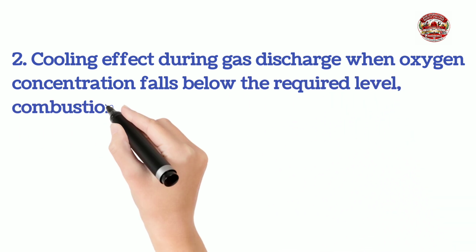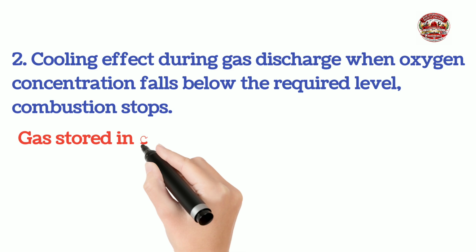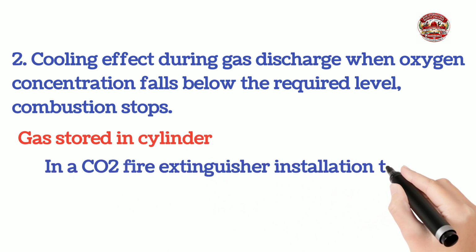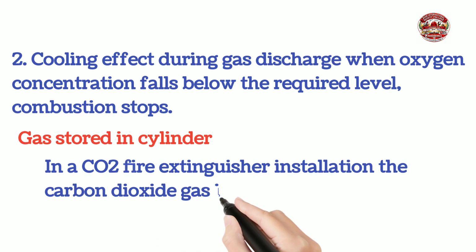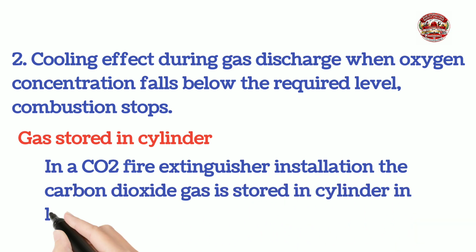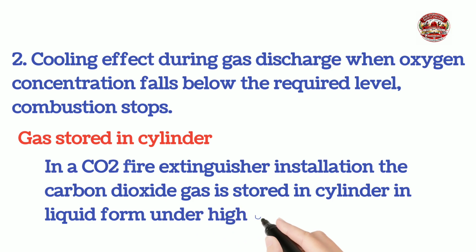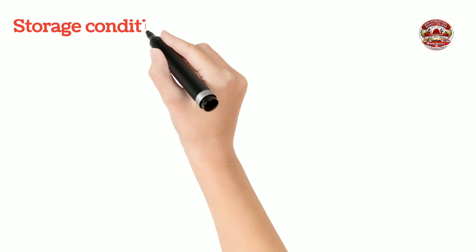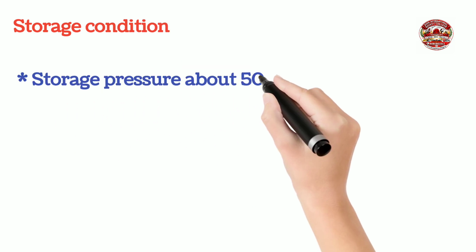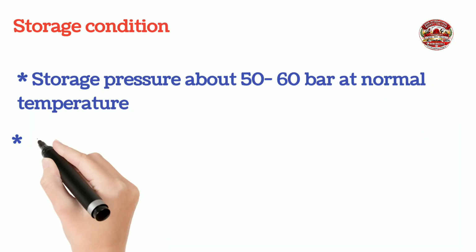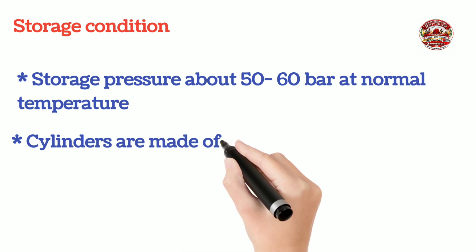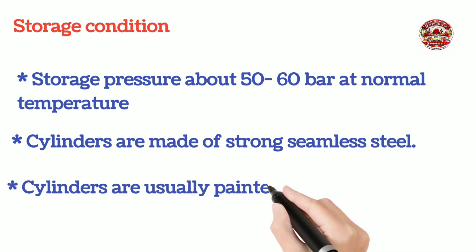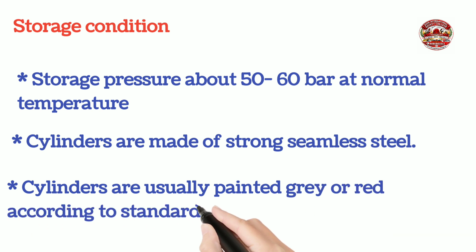Gas stored in cylinder. In a CO2 fire extinguisher installation, the carbon dioxide gas is stored in cylinders in liquid form under high pressure. Storage condition: storage pressure is about 50-60 bar at normal temperature. Cylinders are made of strong, seamless steel. Cylinders are usually painted gray or red according to standards.